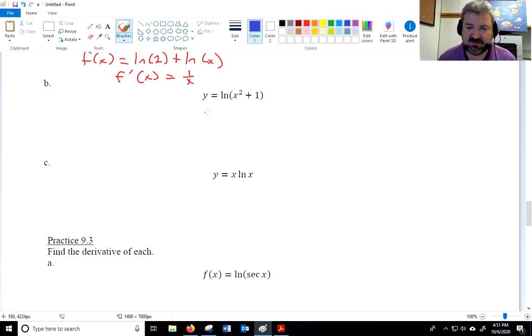Okay, no little tricks I can do here. I can't expand this. Natural log of u, the derivative is u prime over u: 2x over x squared plus 1.